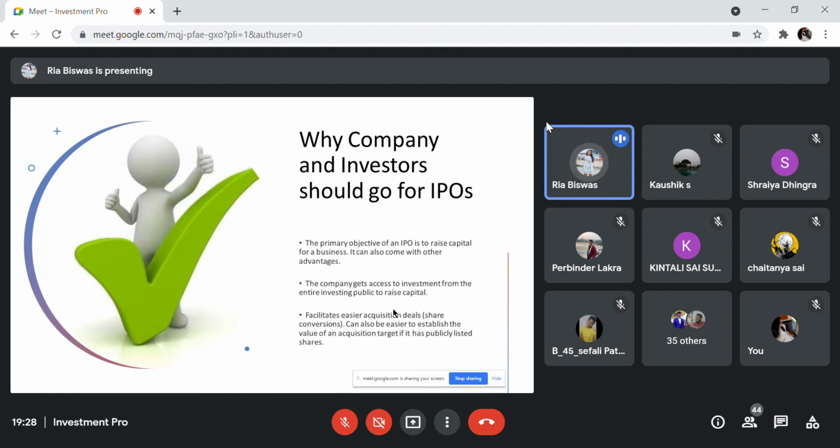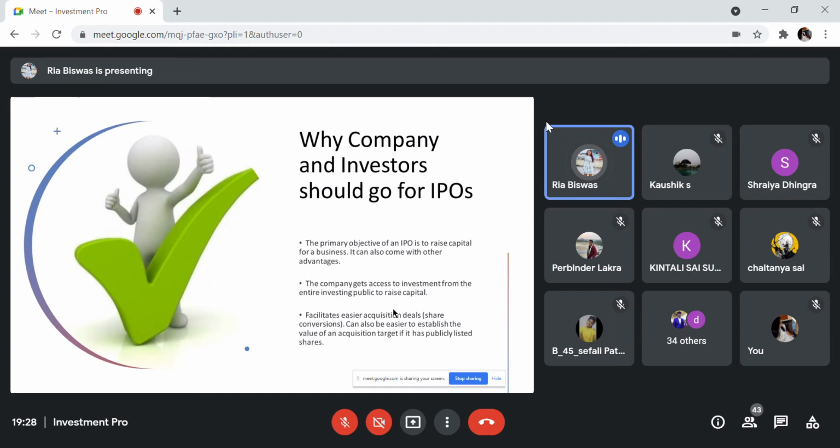And why should investors go for IPOs? When they invest in a company, they should have security. Like, I would invest my 10,000 in this company, but what if I bear a loss? What will the company offer me in that case? According to this, the investors go for IPOs.